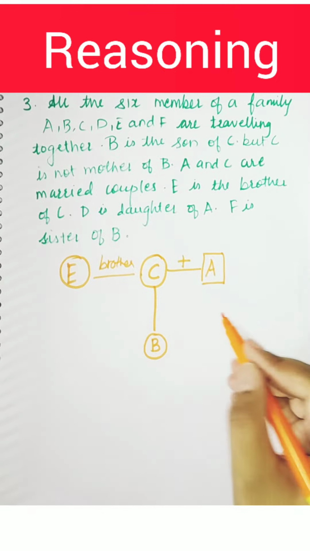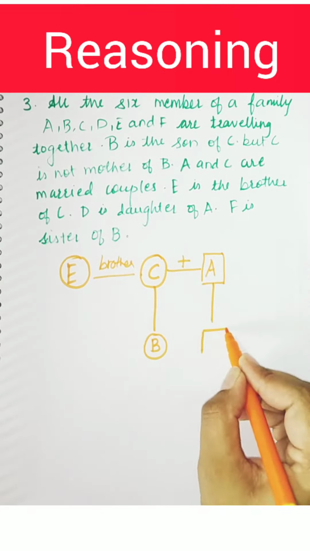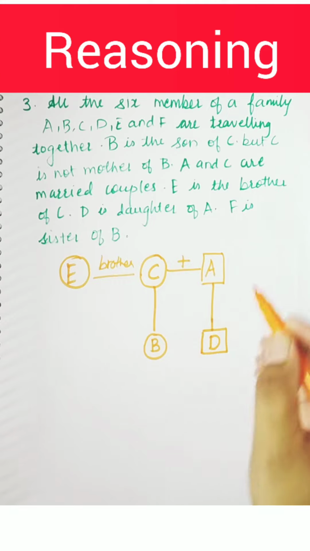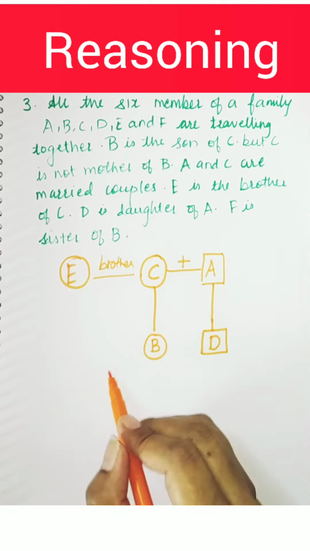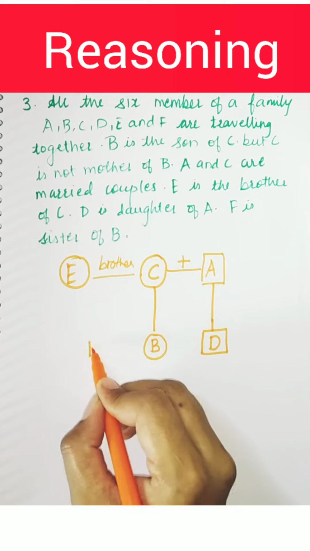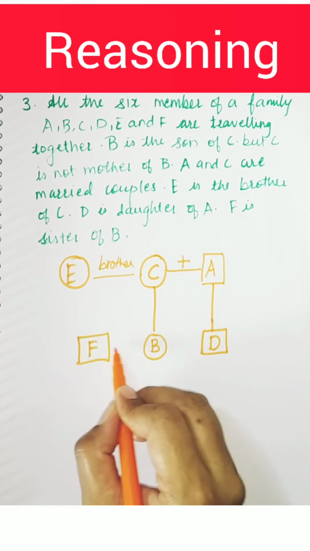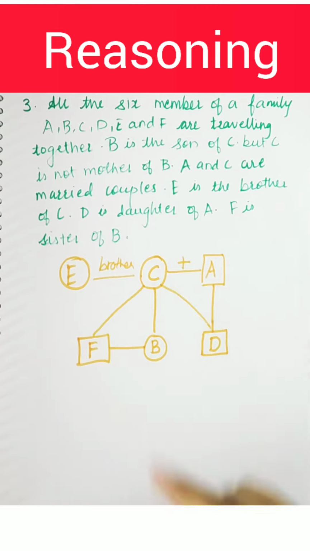D is the daughter of A. Daughter of A. So I am female, so I am putting in a box. F is the sister of B. Sister of B. Right? So these three are the children of A and C. Now suppose if the question is asked how many children does C have, your answer is 3.